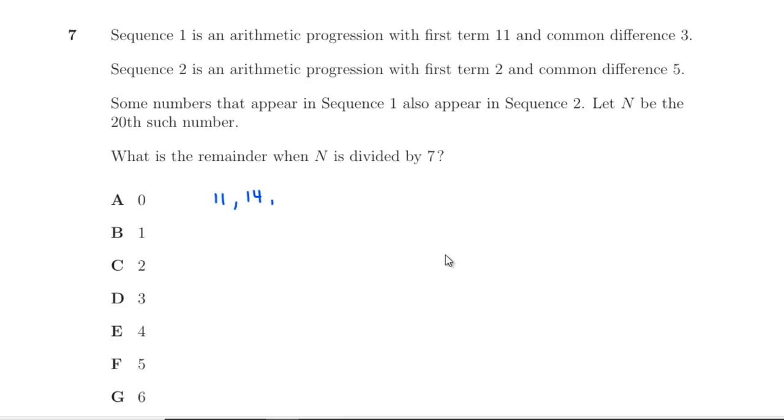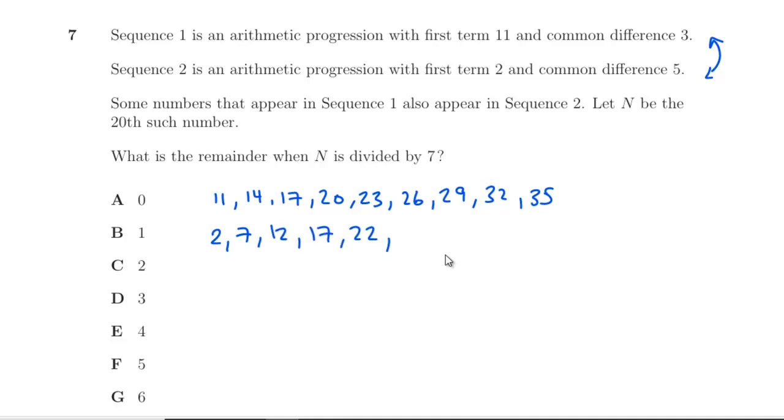So we've got 11, 14, 17, 20, 23, 26, 29. I'll write a few of them out because these are going to hit every 3 or 5 depending on which one we're looking at. So I've put quite a few down. And then 2, 7, 12, 17, 22, 27, 32. There's our hits, 17 and 32. So every third one there, every fifth one there. So the first hit is at 17.